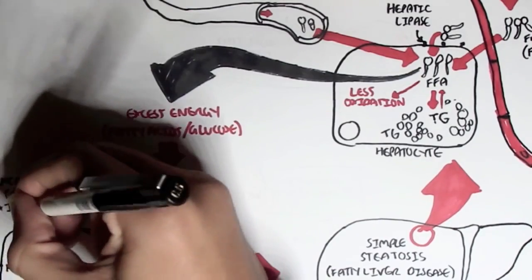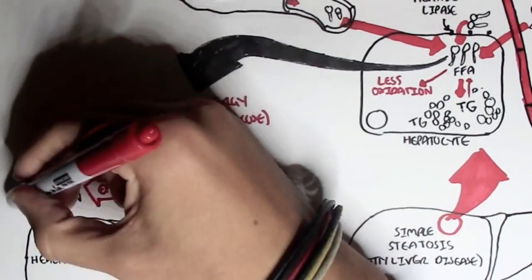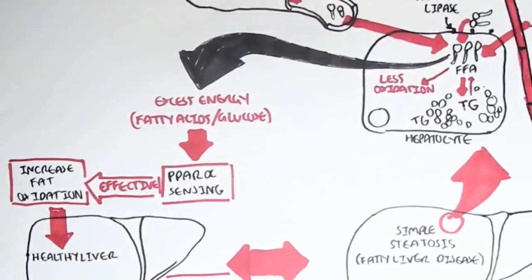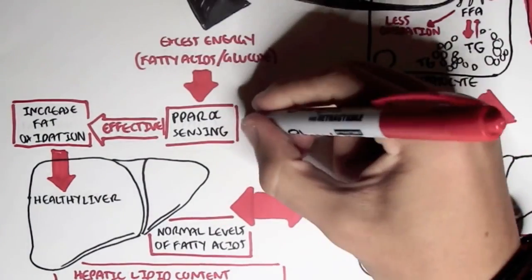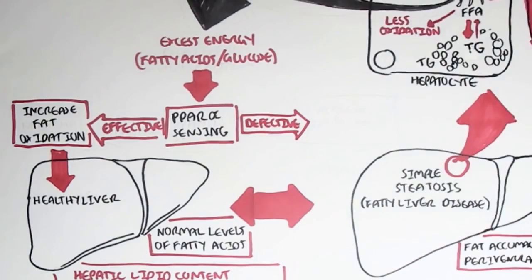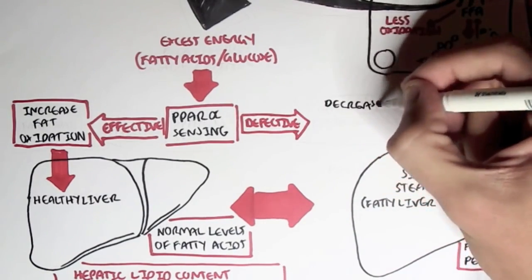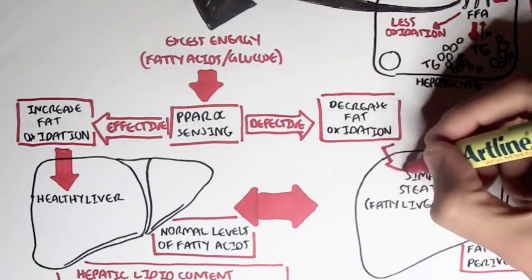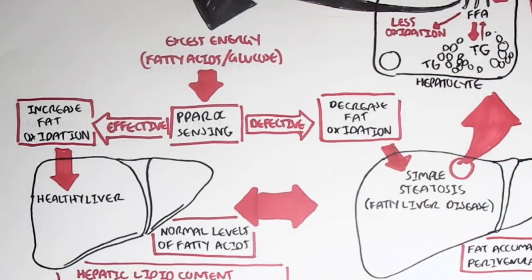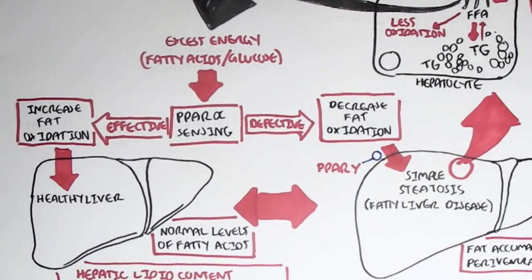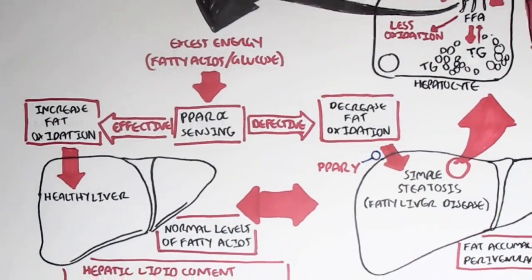And so with increased fat oxidation, it means that we can get rid of all this excess fat and we have a healthy liver. However, if this PPAR alpha sensing is defective, this will decrease fat oxidation. And so fatty acids or excess energy accumulates within the liver. And this will lead to steatosis or simple steatosis. The PPAR gamma actually stimulates this decreased fat oxidation process, which will lead to steatosis.